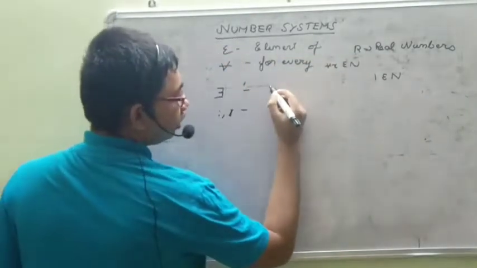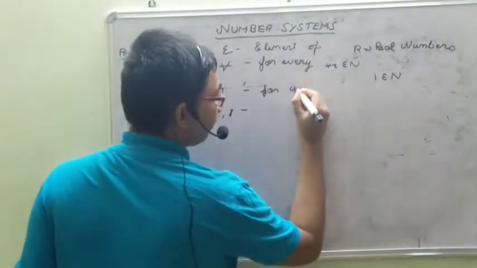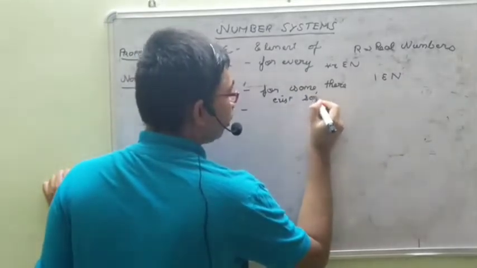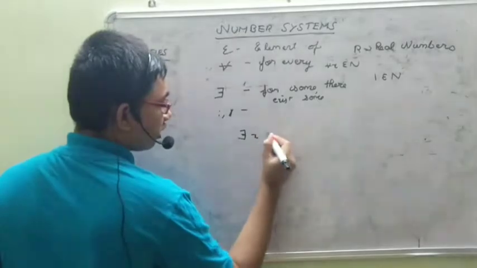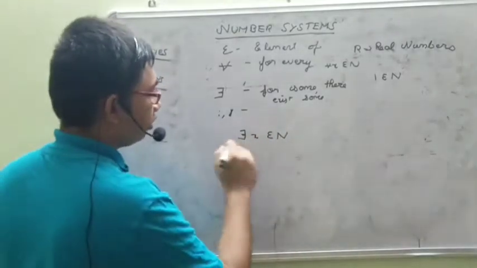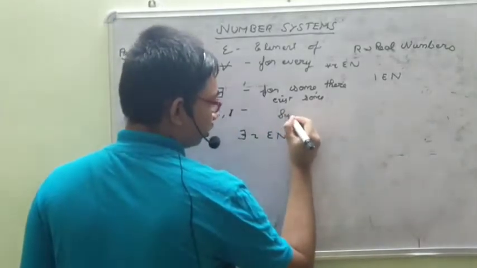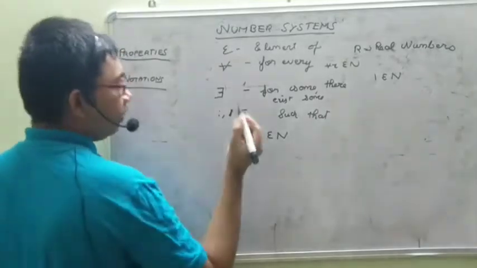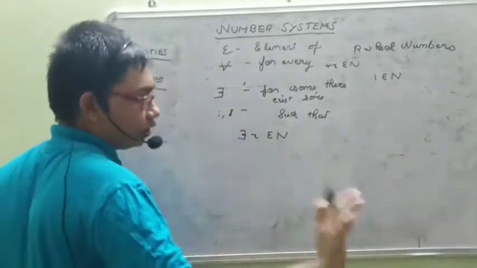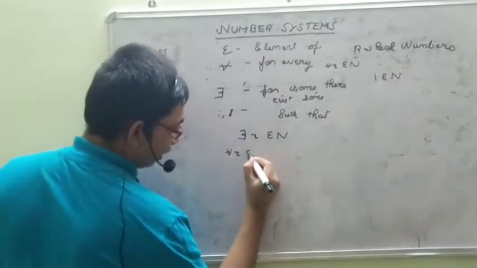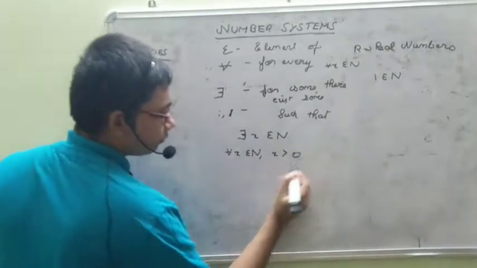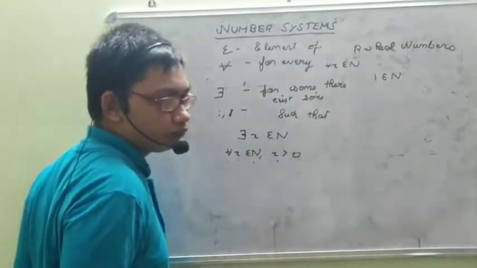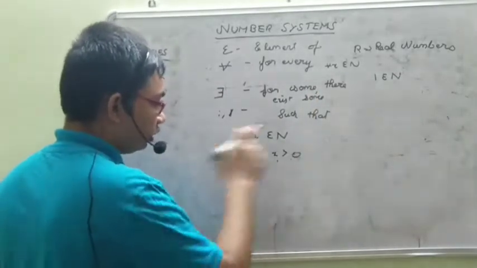Now the second thing is, this is for some, or there exists some. Like for some x element of N, such that, let's say x is greater than 0. Then we write, for natural numbers, always natural numbers are greater than 0, right? So for every x element of N, x greater than 0. This is true. For every x element of the system of natural numbers, x will be greater than 0. Simple.